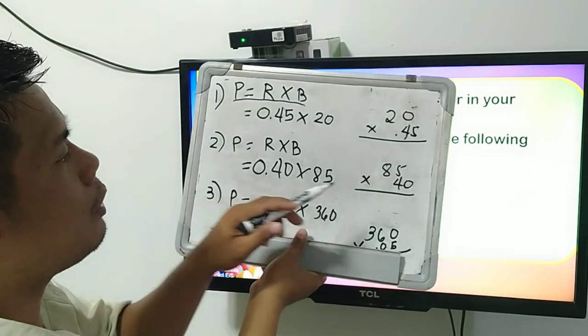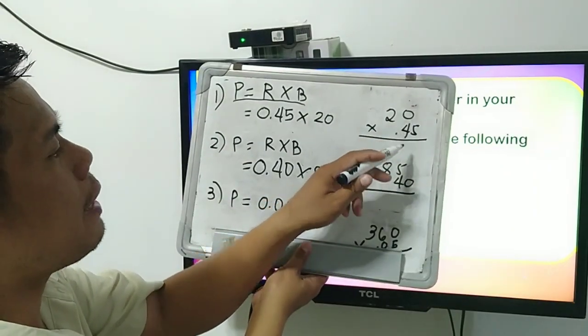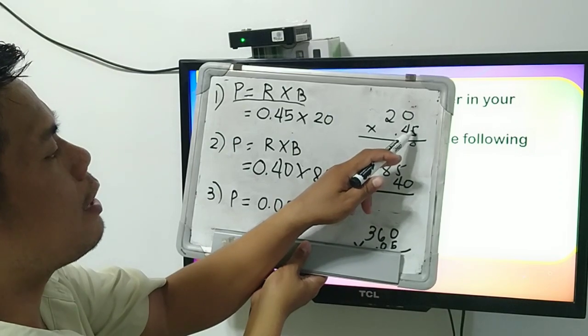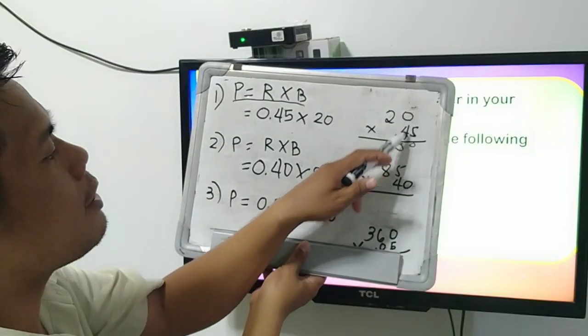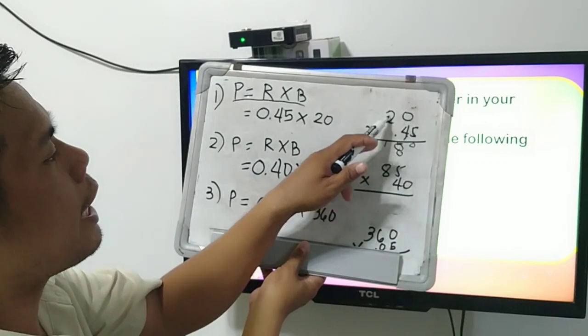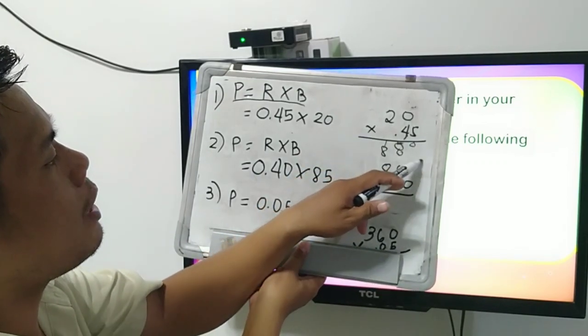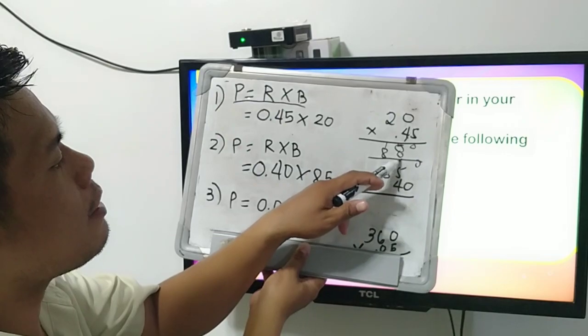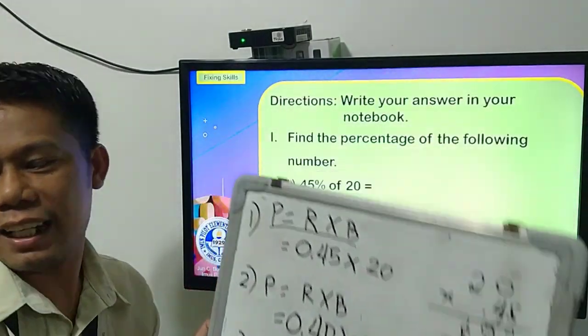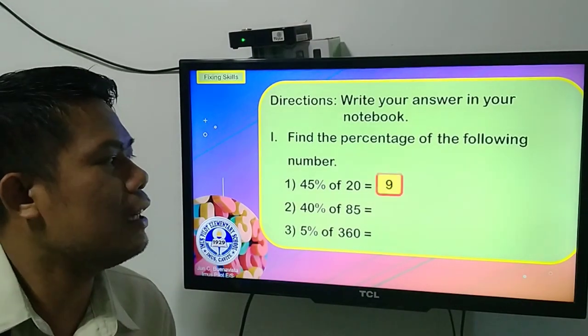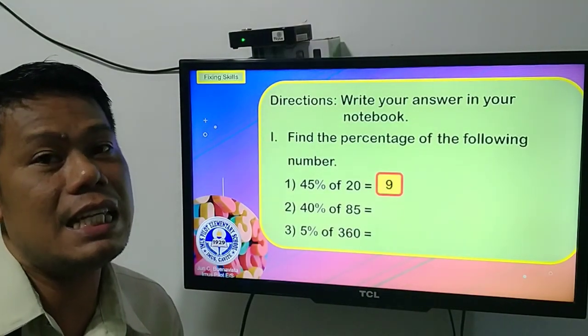Okay, so we're going to multiply. 0 times 5 equals 0. 0 times 2 equals 0. Then 4. 4 times 0 equals 0. 4 times 2 equals 8. So we have 0, 0, 9. So the answer is 9. So let us see if our answer is 9. Okay, very good. So the answer is 9.